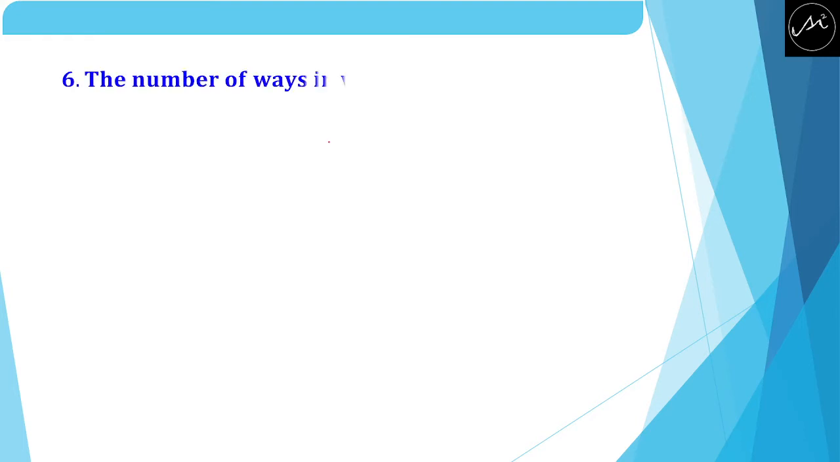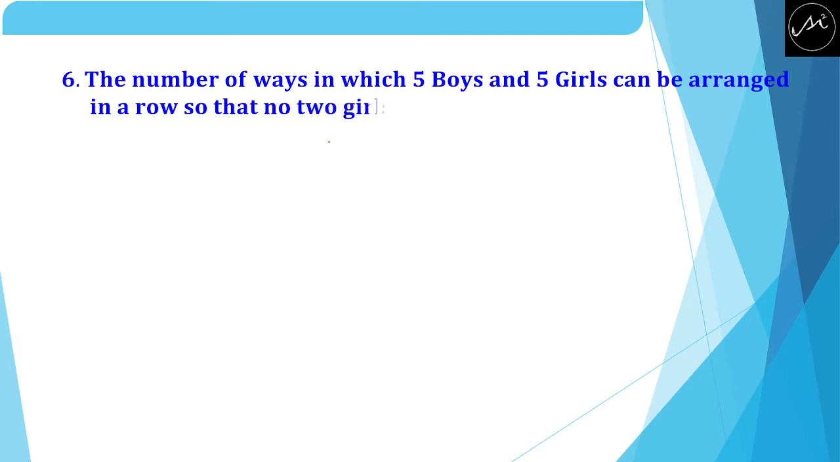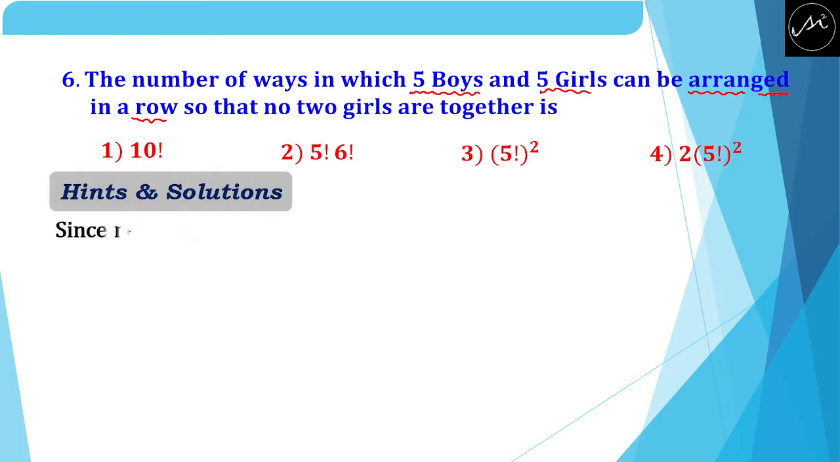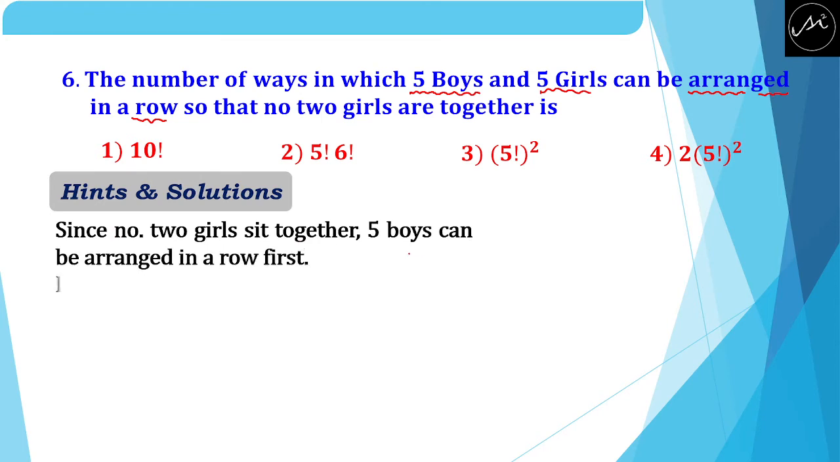Now you can go for the sixth problem. That is the number of ways in which 5 boys and 5 girls can be arranged in a row so that no 2 girls are together. Here no girls together means you have 5 boys. For that, see the arrangement, 5 boys can be arranged in a row.